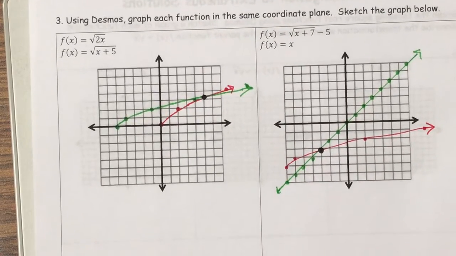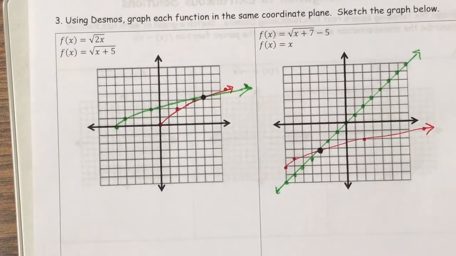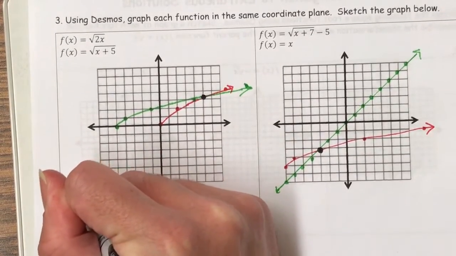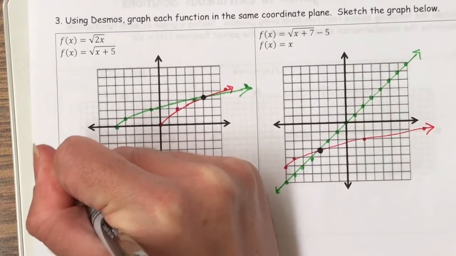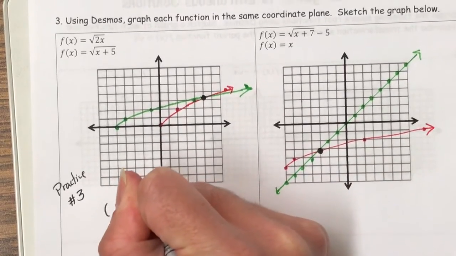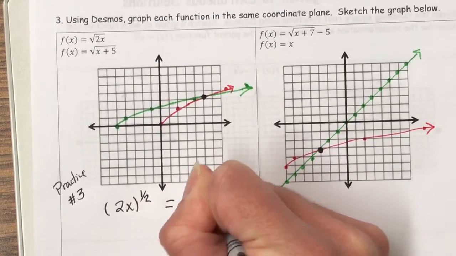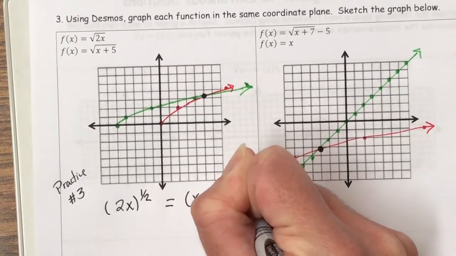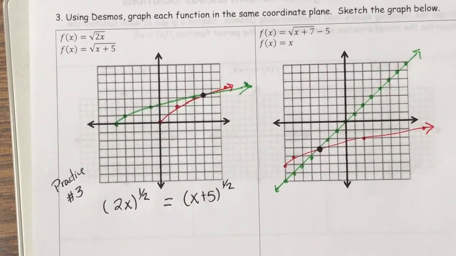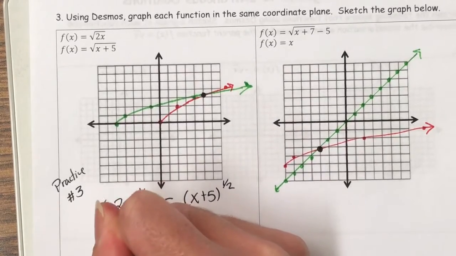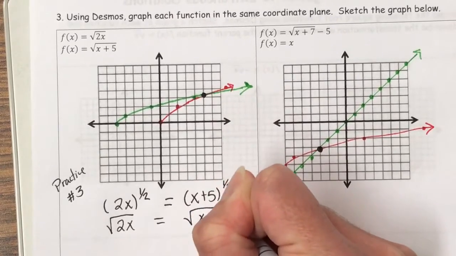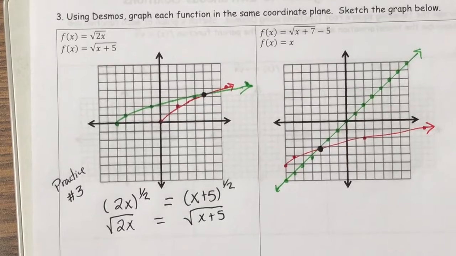If you went back to your notes from solving square root equations, this one looked a lot like number 3 from your practice. So number 3 from your practice was 2x raised to the 1/2, which was equal to x plus 5 to the 1/2. And you were having to solve this. So the first step that you should have done was hopefully go from exponential to radical. So this is equivalent to the square root of 2x, and this is going to be equivalent to the square root of x plus 5. Oh, hey, that's where Miss Green got those two problems from.